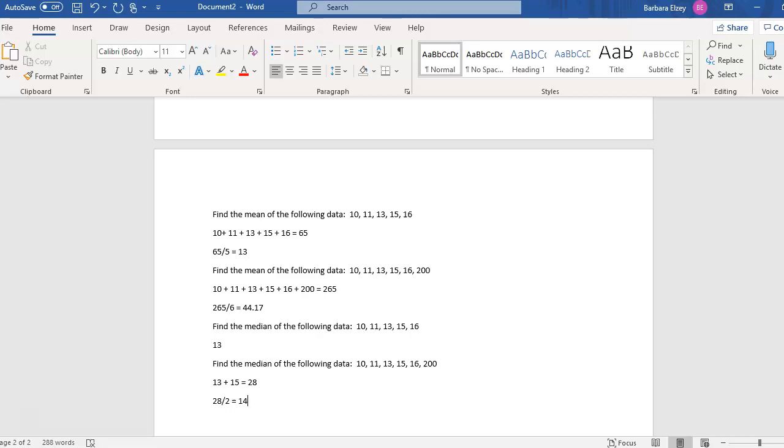Notice in this instance, that extreme value did not affect the median very much. It pulled it up slightly, but not a whole lot. We went from 13 to 14 for our measure of center. So in the case of having an extreme value in our data, we want to use the median as the measure of center. If there's no extreme value in the data, we want to use the mean as our measure of center. Now, the mode will often be used for qualitative data.